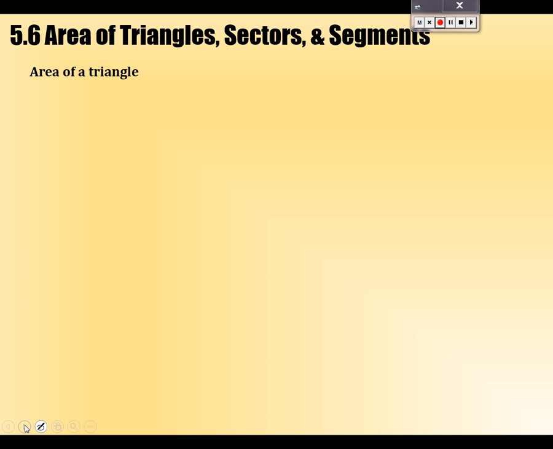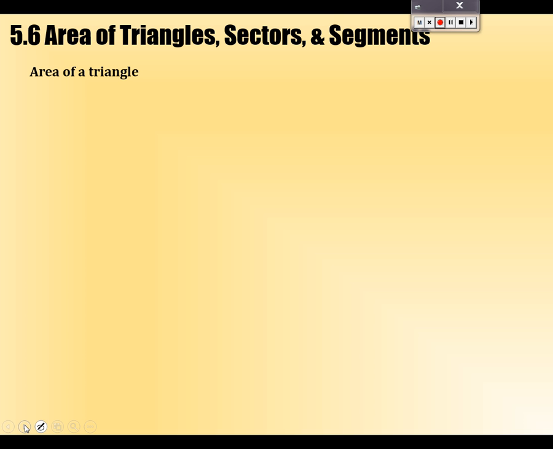So area, we're going to talk about area of 3 different things today. We're going to talk about how to find the area of a triangle, how to find the area of something called a sector, and how to find the area of something called a segment, and maybe some applications of those things too, if we can do it.